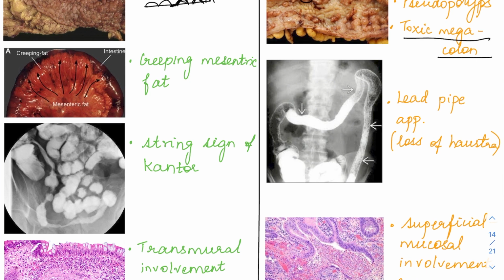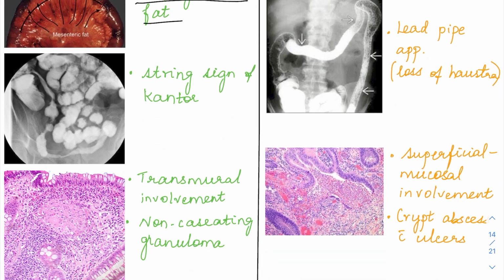Then in Crohn's disease, we are going to have creeping mesenteric fat. So the mesentery, rather than being restricted till here, is going to go on to the intestine and overlap the intestinal part. So it is called creeping mesenteric fat. And on radiology, if you see Crohn's disease, since it has these skip lesions, it is going to appear like a string. So here this part is normal, here it is thinned out. Here again it is thinned out, right? So this kind of appearance is called the string sign of Kantor. String sign of Kantor is seen in Crohn's disease.